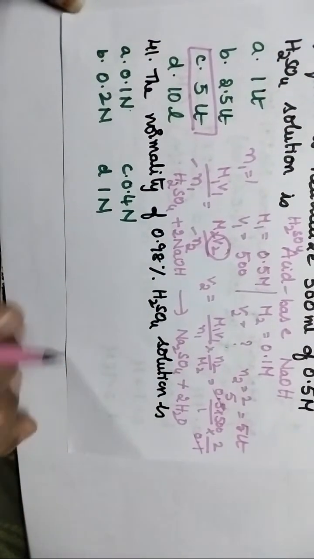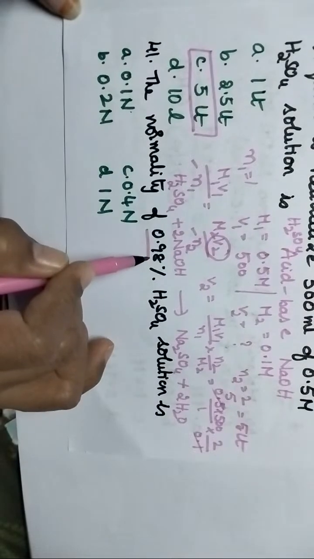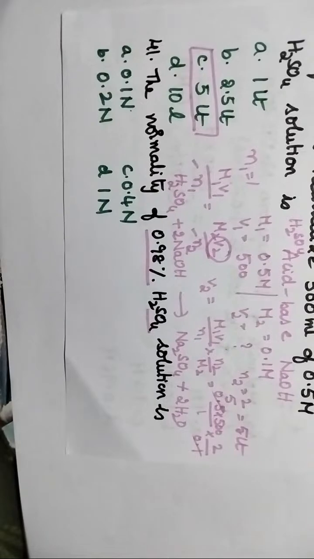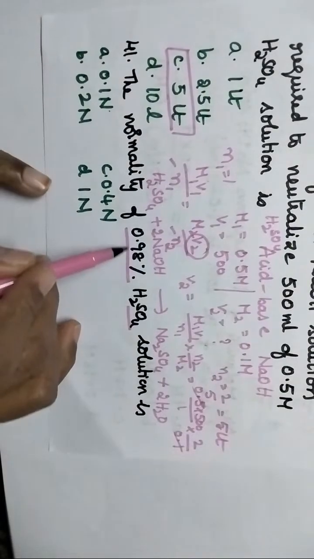The normality of 0.98% sulfuric acid is. Very good. Everyone gave the right answer. Okay. Next, try to answer the present question. The normality of 0.98% sulfuric acid solution is.